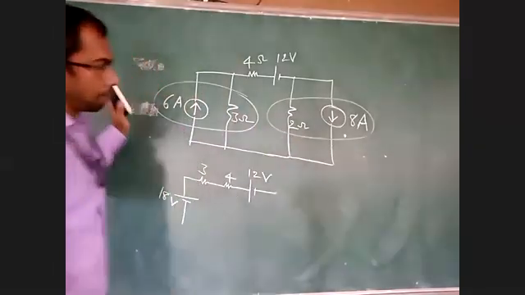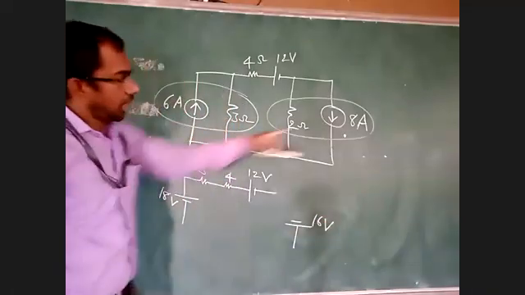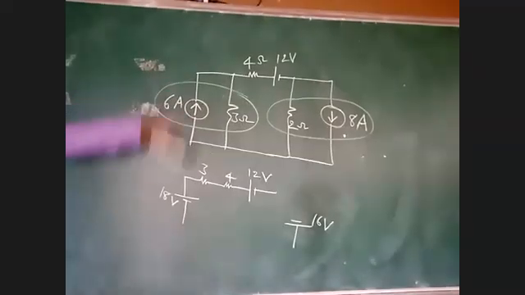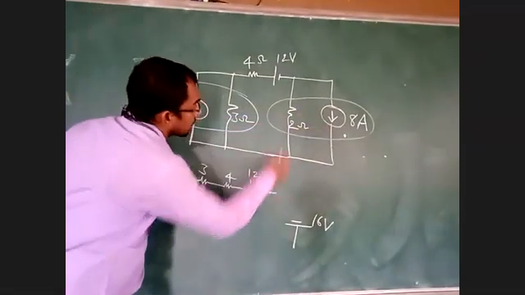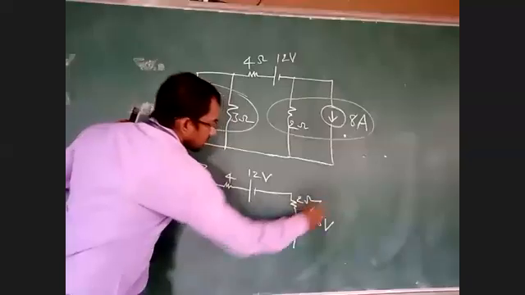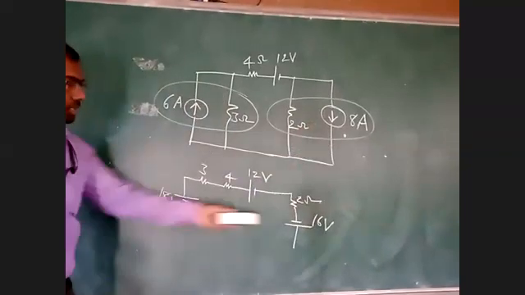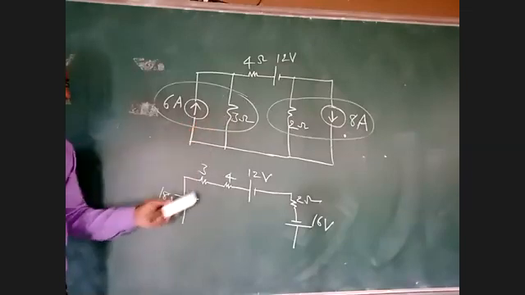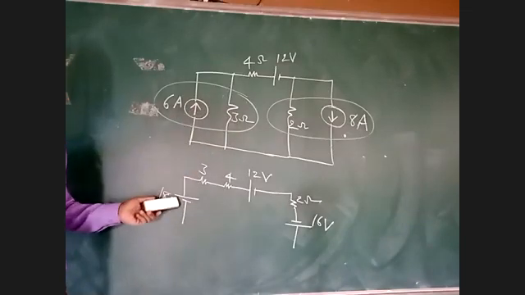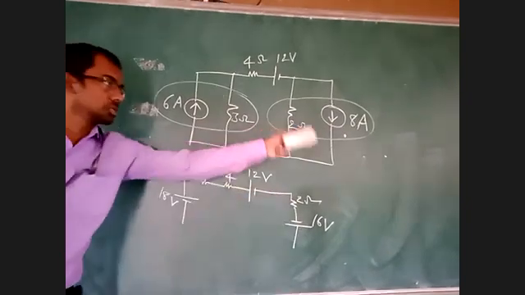What is the voltage? 16. See the polarity? The arrow is downwards. Negative is upward, but here it is downward. Now what is the resistance? 2 ohms. That should be in series. The voltage source should be in series. Here also the voltage source is in series. After converting the current source, the parallel resistance is coming to series. Here also the resistance is coming in series, 2 ohms.